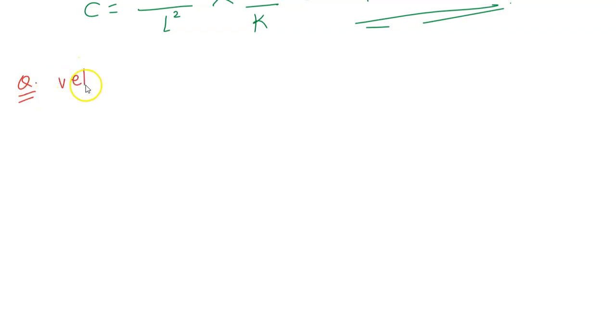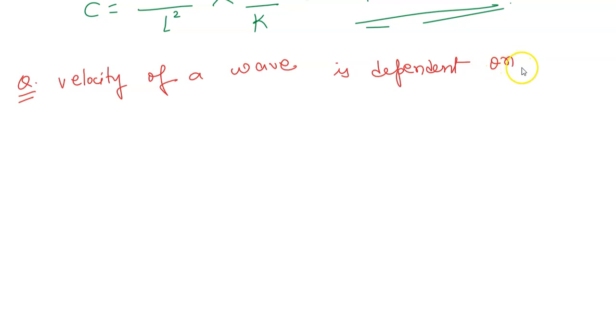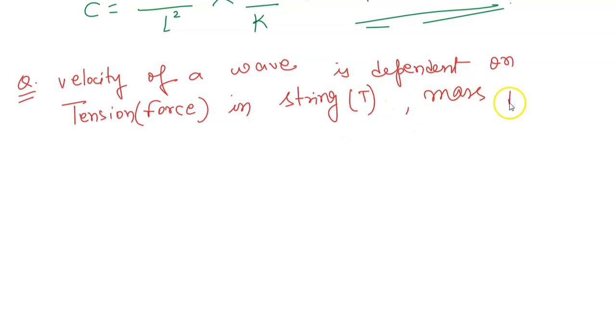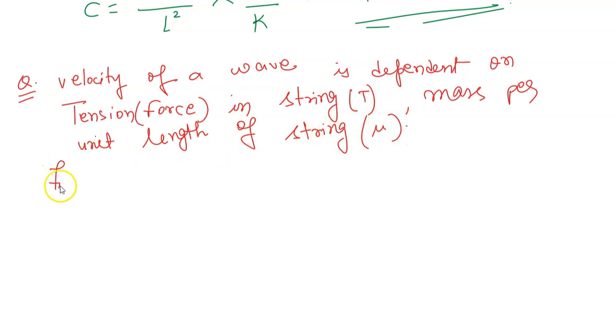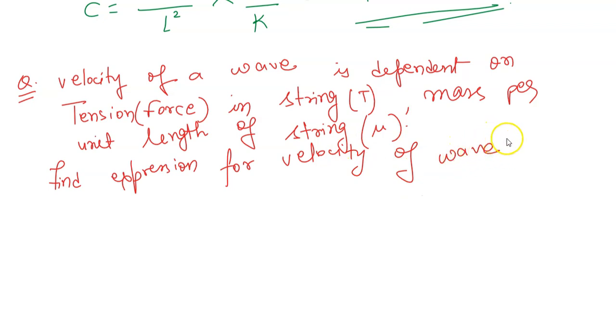So let us say that we are given that the velocity of a wave is dependent on, let's say, the tension. So I'll give the meaning here. Tension is a kind of force, we have already seen. So tension in the string, represented by T, and mass per unit length of the string, and this is represented by mu. Now we are supposed to find the expression for velocity of a wave. So you can again try doing this problem.